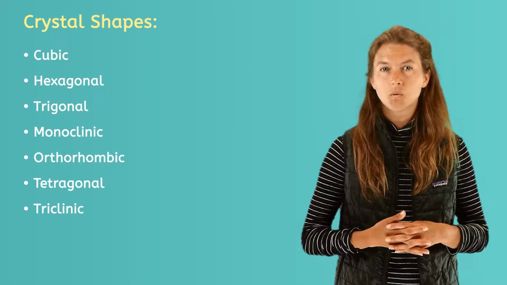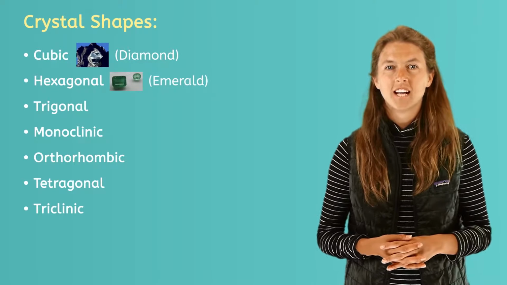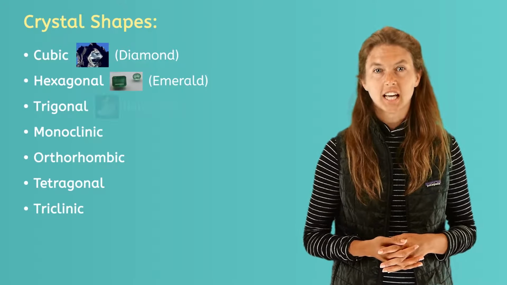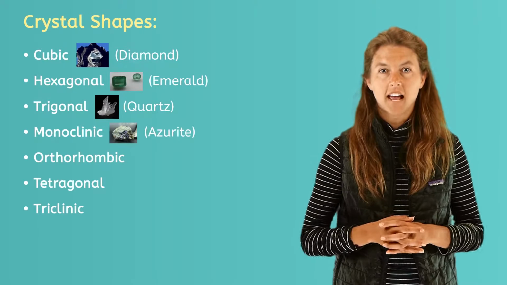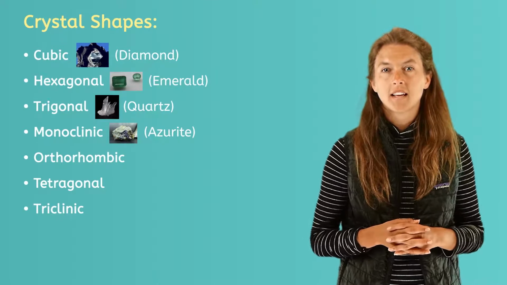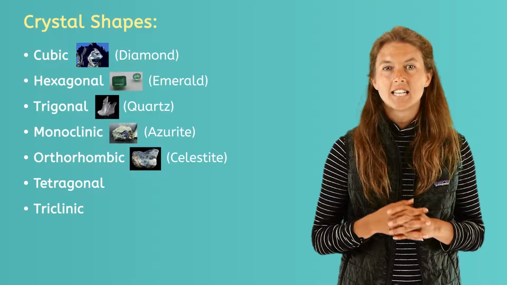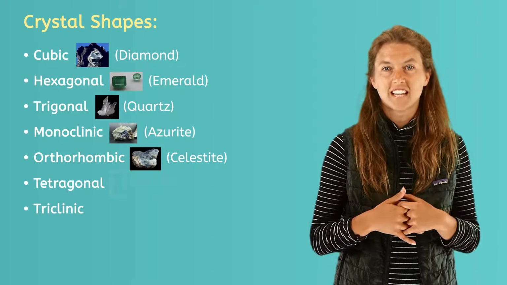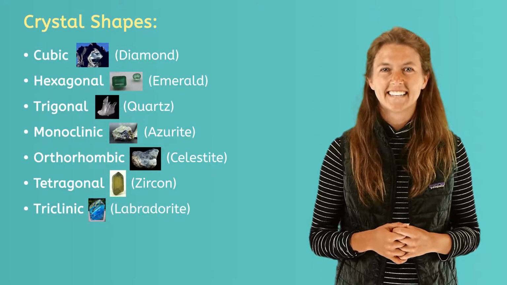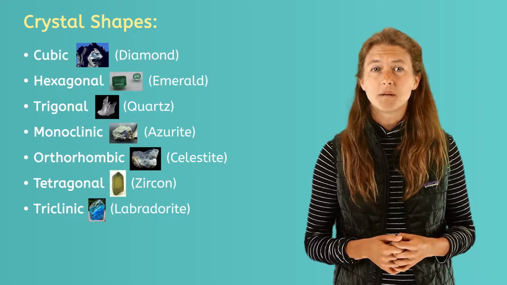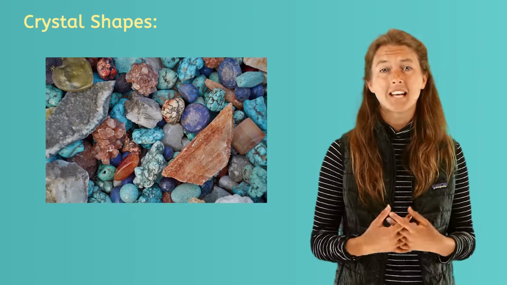Crystals can be cubic with a square structure like diamonds, hexagonal with a six-sided structure like emeralds, trigonal with a triangular structure like quartz, monoclinic, which has a parallelogram structure like azurite, orthorhombic, based on a rhombus or diamond shape like celestite, tetragonal, which has a rectangular structure like zircon, and triclinic, which have random shapes like labradorite. And as you can see, crystals can also be blue, or purple, or green, or yellow, or black, or a combination of so many colors.